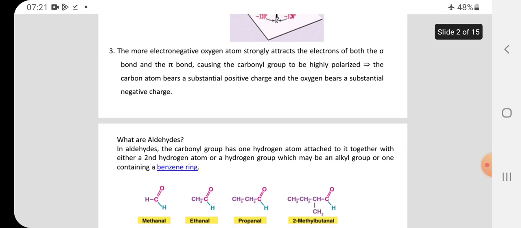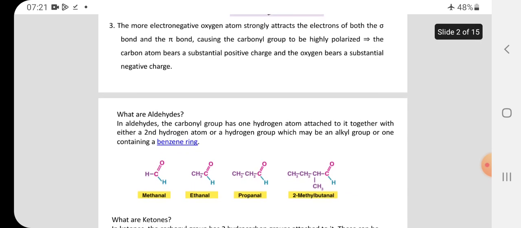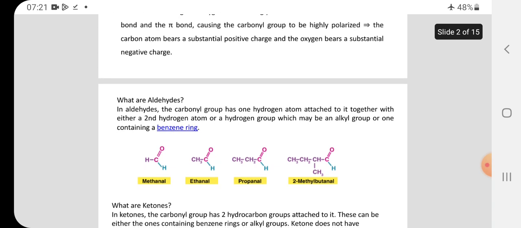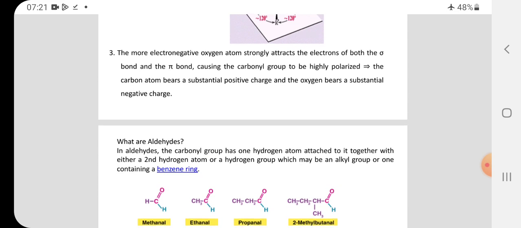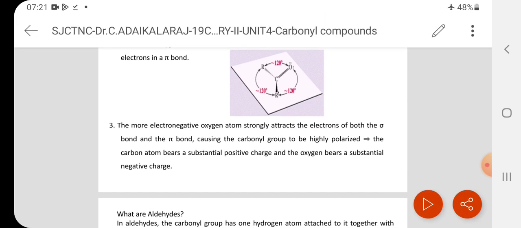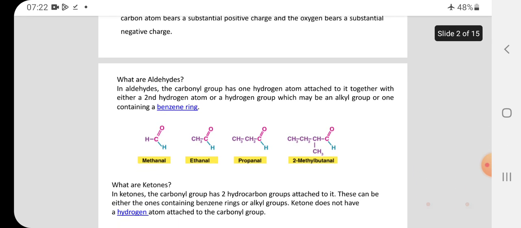The more electronegative oxygen atom strongly attracts the electrons of both the sigma bond and the pi bond, making the carbonyl compounds highly polarized. The carbon atom bears a substantial positive charge and the oxygen bears a substantial negative charge. Generally, carbon has the positive charge and oxygen has the negative charge in carbonyl compounds, because oxygen is more electronegative than carbon. Therefore, the pi electron density, or pi electron cloud, is moved towards the oxygen. At the same time, the carbon becomes electron deficient.